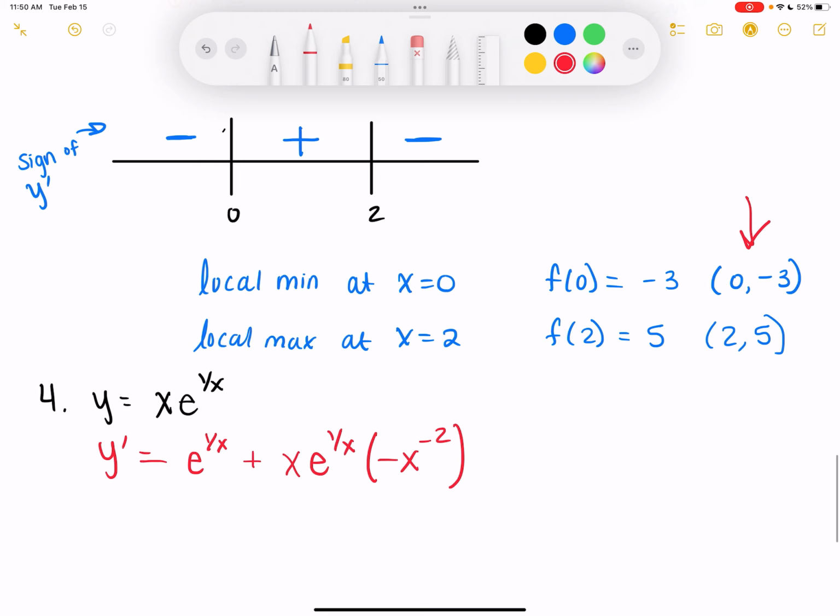So then I can rewrite this if I want as e to the 1 over x minus, now technically this here is the same thing as negative 1 over x squared. So an x and that is going to cancel. So I'm going to be left with on top e to the 1 over x over x on the bottom.